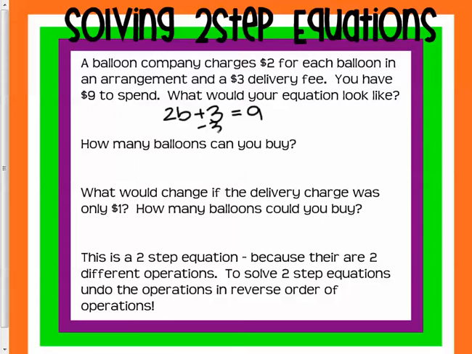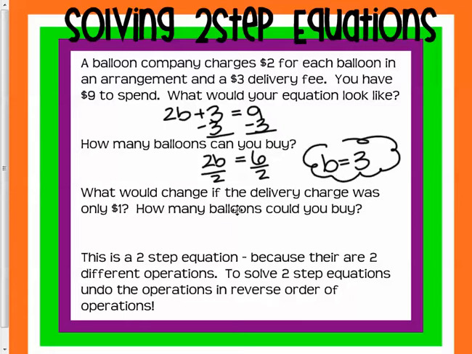So the first step would be to pay the delivery fee right off the bat, and then I know that I have 2 balloons, or $2 per balloon, and I only have $6 to spend on the actual balloons because I've taken the delivery fee away. So when I divide by 2, my balloons can equal 3. So if the delivery charge was only $1, then I would only have to take 1 away from this side. I don't know why that turned blue. And 2 balloons equaling $8 would allow me to buy 4 balloons.